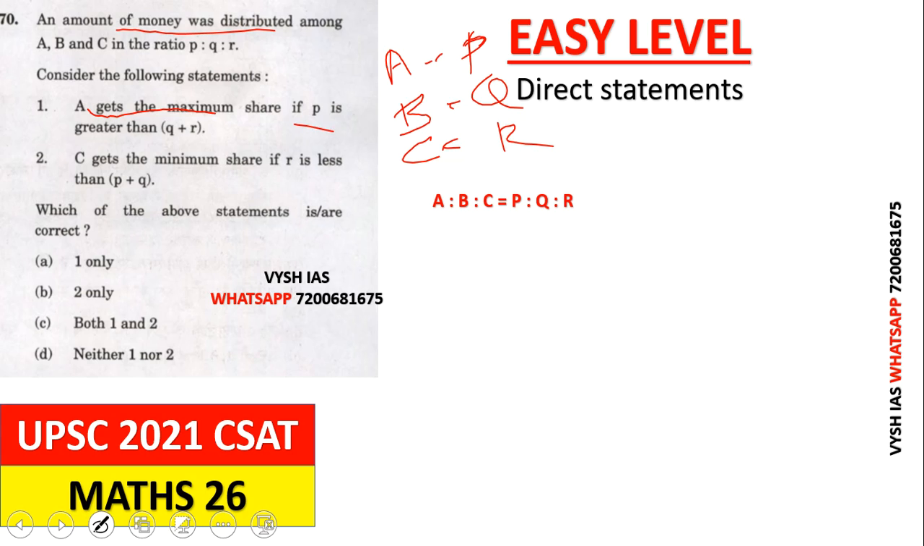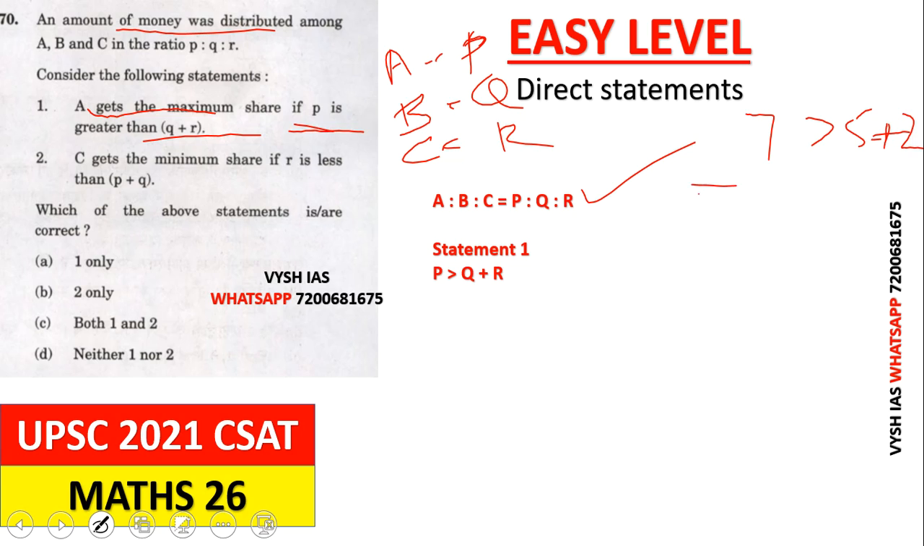So this if onwards is what our formula is. Okay, we know this one. A is to B is to C is P, Q, R. That is the money they got in the ratio. Statement 1, they are telling P is greater than Q plus R. Consider an example. 7 greater than 5 plus 2. We don't know whether it is 7, 5 and 2, but an example. But from this what do you deduce?